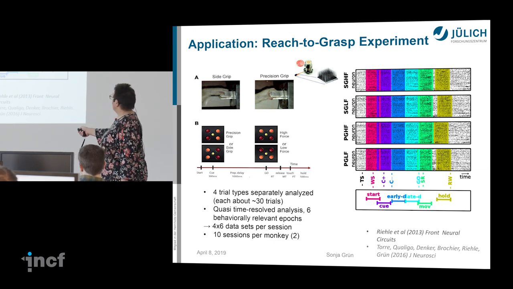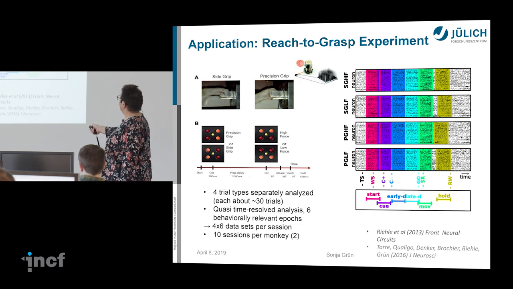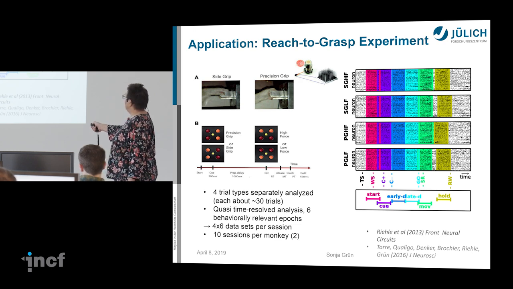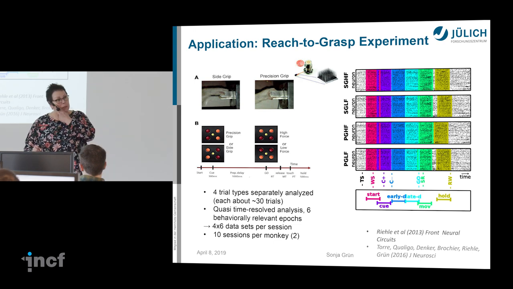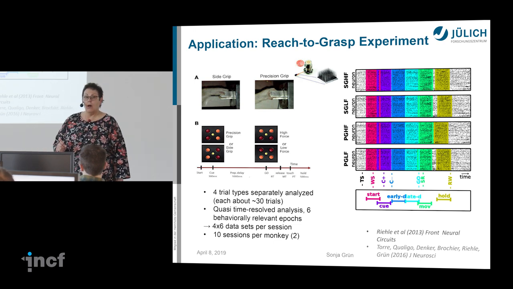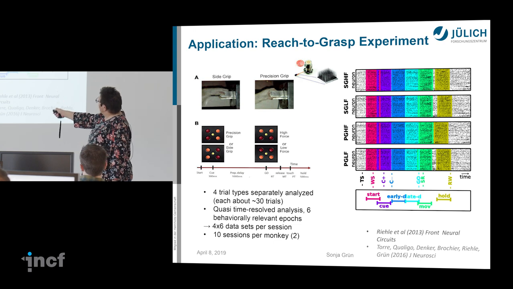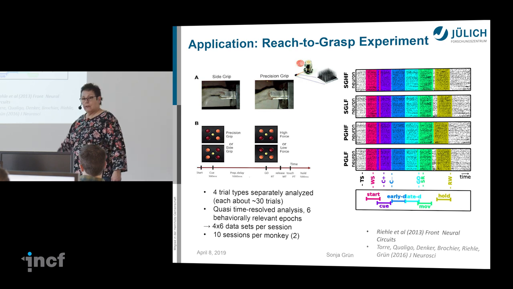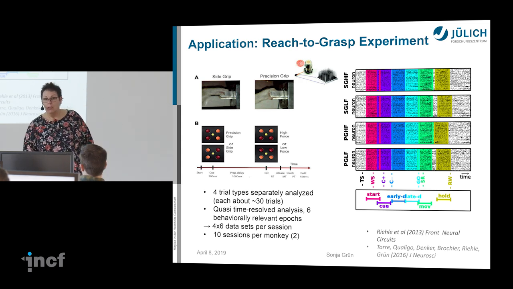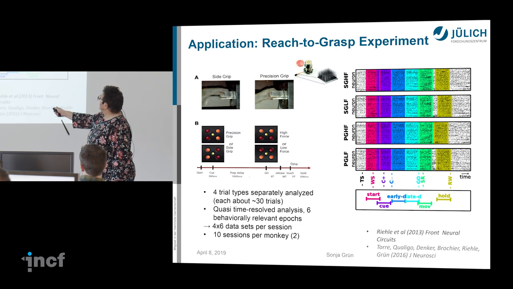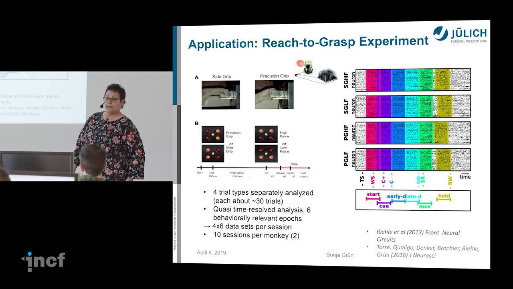Around the start, around the cue, early in the delay, late in the delay, during the movement aligned on switch release, and during the hold of the object. These segments are all 500 milliseconds long, and they are applied separately for the different behavioral conditions: side grip high force, side grip low force, precision grip high force, precision grip low force. For each of these conditions, we have about 30 trials.